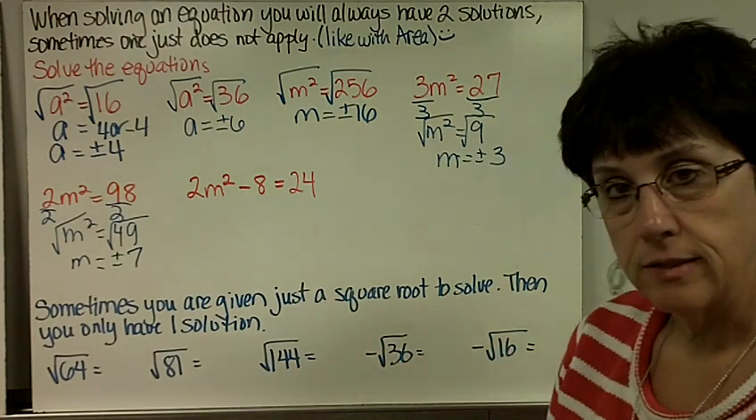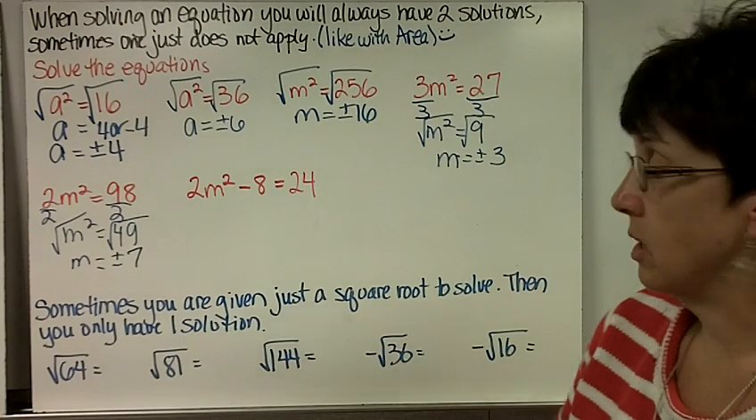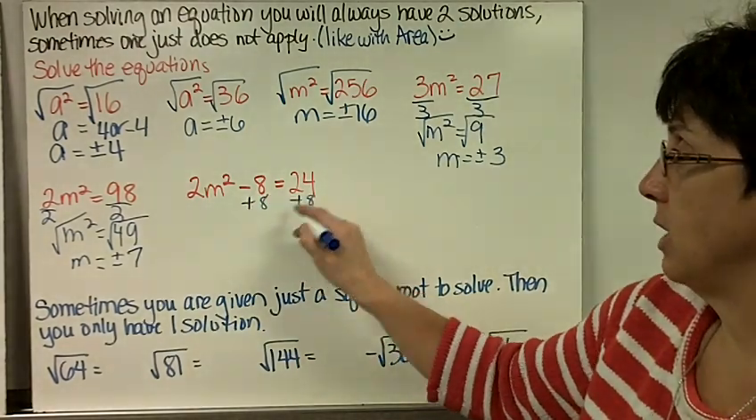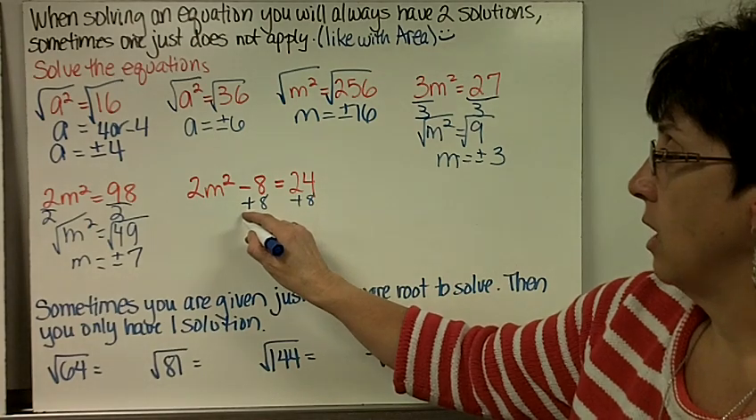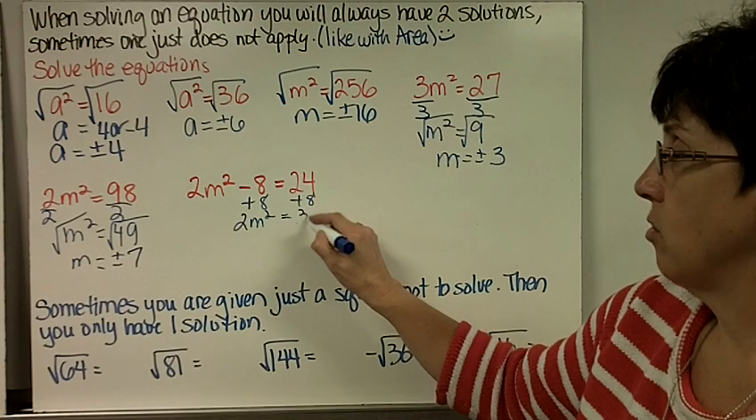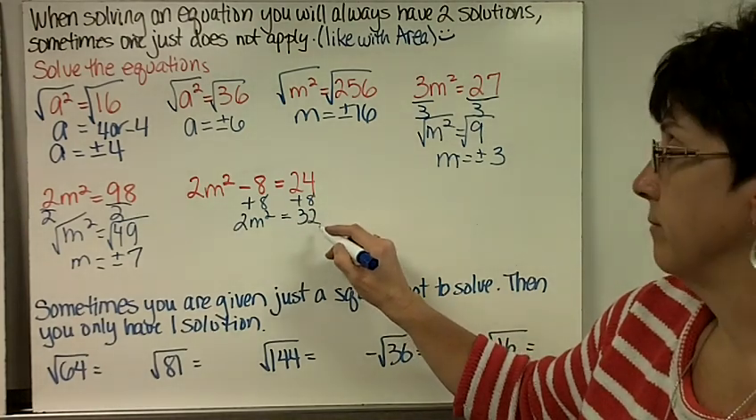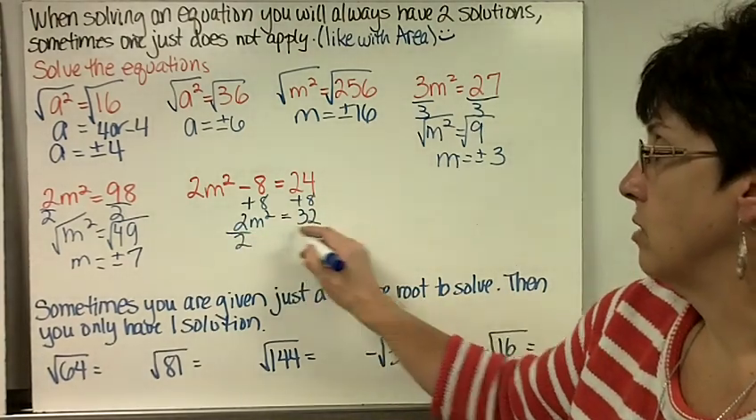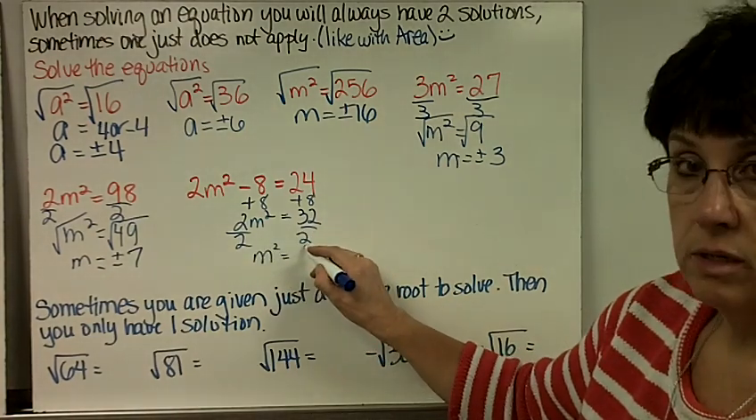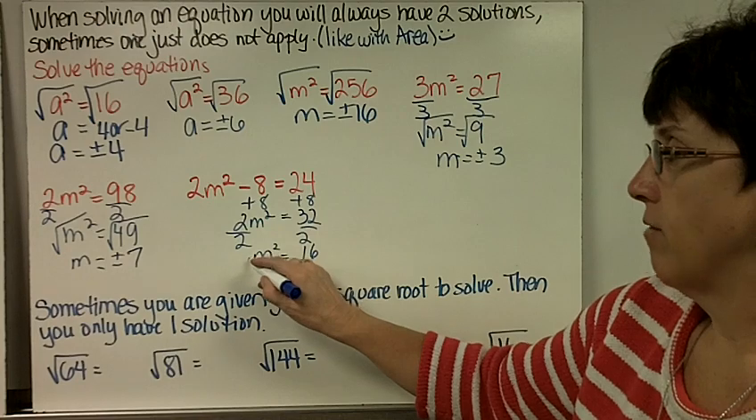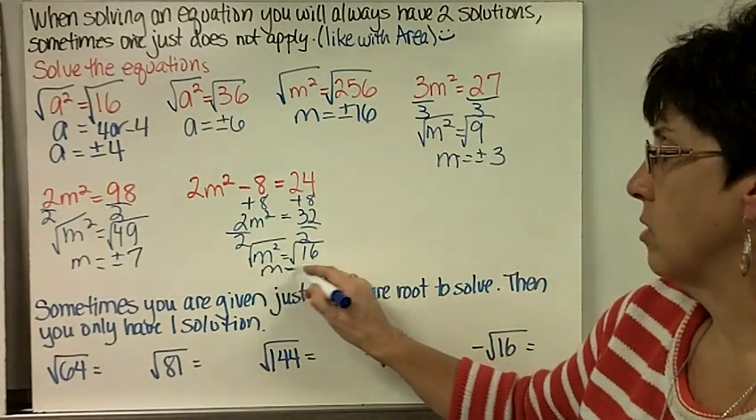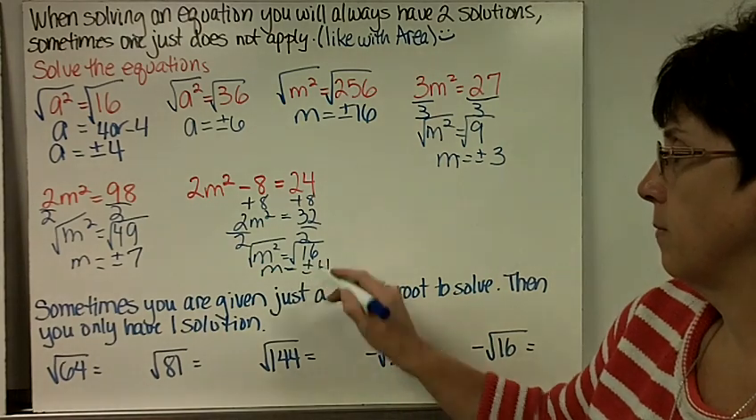What if you have a problem like this? You treat it just like any other equation. First we do adding or subtracting, so we add 8 to both sides of the equation. And now we get 2m squared equals 32. Divide by 2, divide by 2, m squared equals 16. Funny how that works out. Take the square root, take the square root, m equals plus or minus 4.